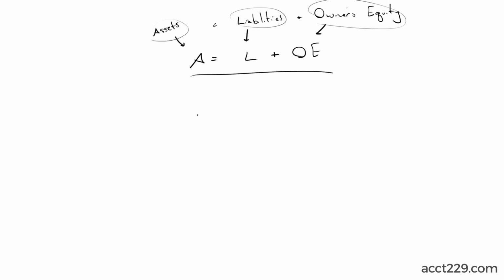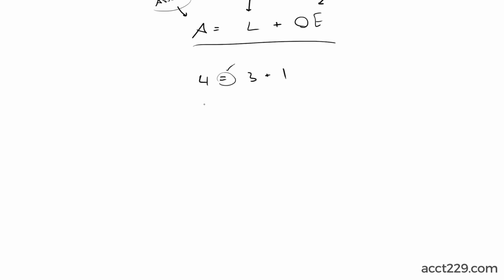So let's think about super basic equations. Let's say we have an equation 4 equals 3 plus 1, right? We know that that is true because 3 plus 1 equals 4. Now, if we take that same equation and add 1 to the right side, well, that's no longer true because 3 plus 1 plus 1 is 5, and 5 and 4 aren't equal.